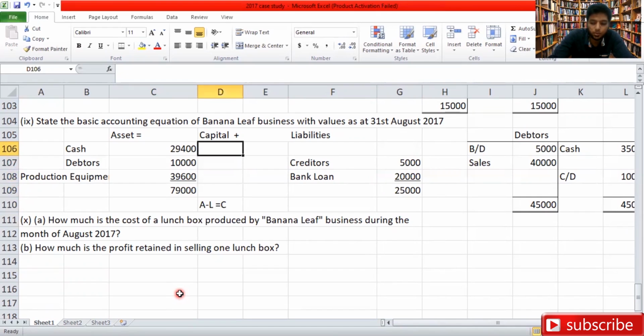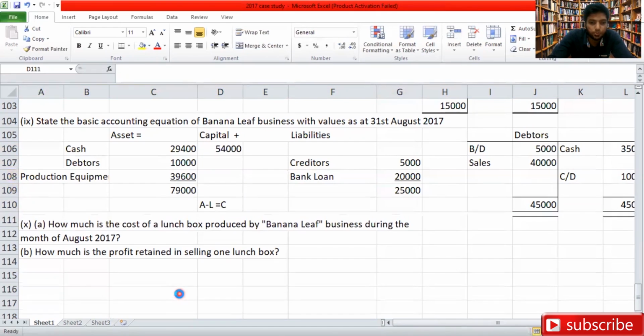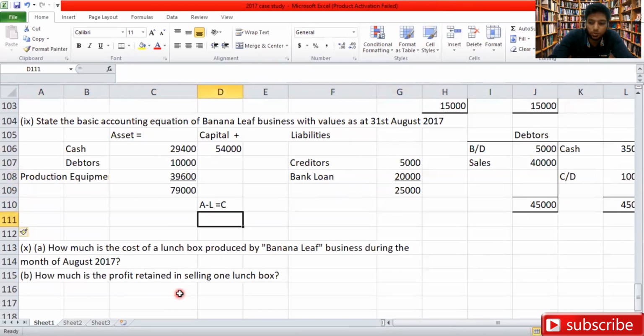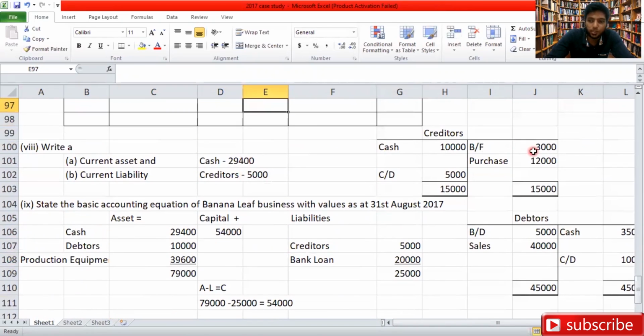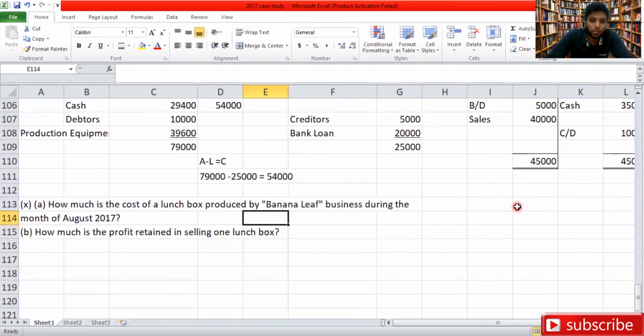Easy, as I said, 54. I can show here also if you really want. Assets are 79,000 minus the bank loan, I mean liabilities, 25,000. So we'll get capital as 54,000. So I got this amount. That's all for Roman number 9. We have done the basic equation. This is a very tricky sum, guys, as we did. You see, a lot of adjustments are there, so you might get stuck. 2017 is a really hard paper. If students get stuck in this, then of course they're going to lose a lot of marks.